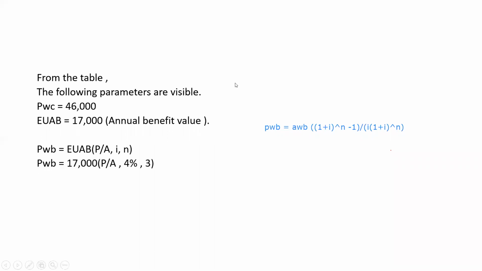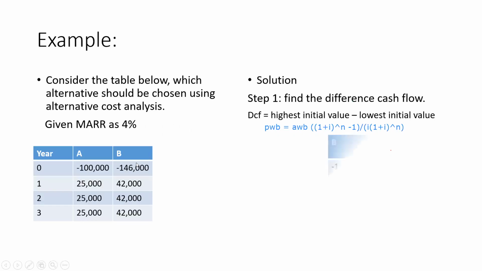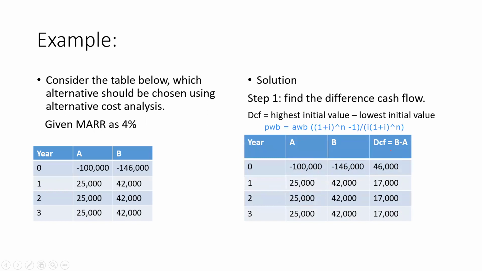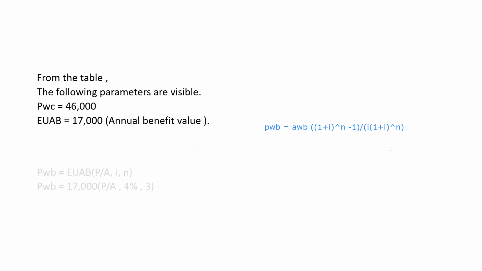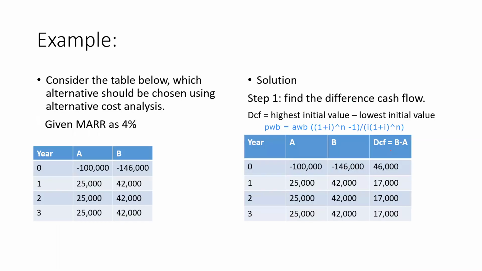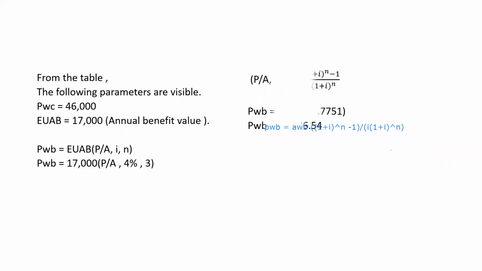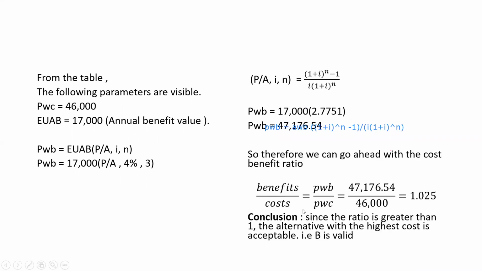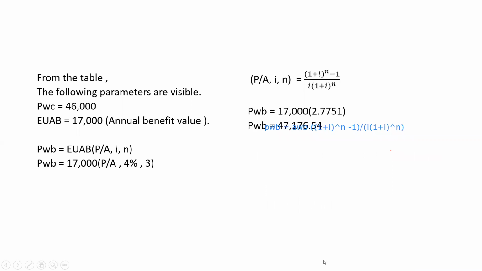Okay, so we'll be finding the present worth benefit, and that is EUAB times the bracket P/A, comma i, comma N, where i is 4%. How is it 4%? We are given that the minimum acceptable rate of return is 4%. So it means our i is 4%. And N is 3. How is N 3? Let's go back. The number of years is 3. So this is the formula we are going to use.